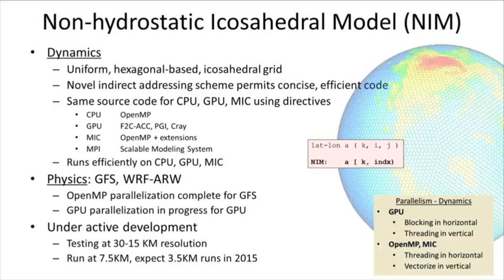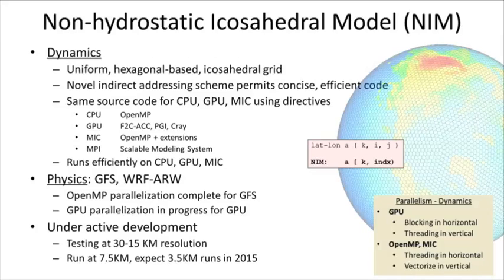The physics, we have 2 physics packages, the GFS, which is the operational global forecast system run by the U.S. National Weather Service, and that's used for hydrostatic scales. That's what that physics has been tuned for so far. We're also working with the WRF ARW physics, which is much more capable of going to higher resolutions that we plan to do with this NIM model. We have done OpenMP parallelization for the GFS, and we're working right now on the GPU parallelization for the WRF ARW.